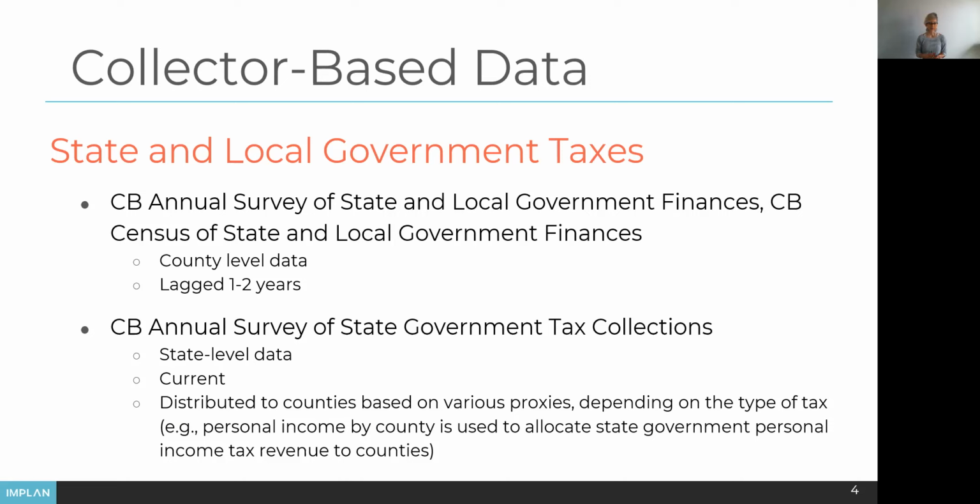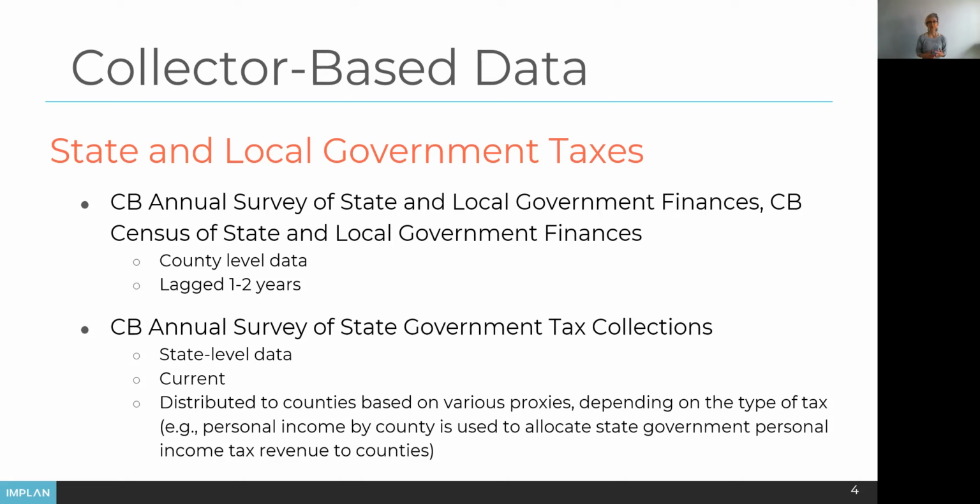So I'm going to describe how we combine those two data sets after I describe this third data set, and we actually combine all three of them. That third data set that we get from the Census Bureau is the annual survey of state tax collections. Now this is just at the state level, but the great thing about this is that it's current data. And we distribute these state level data to counties based on various proxies depending on the type of tax.